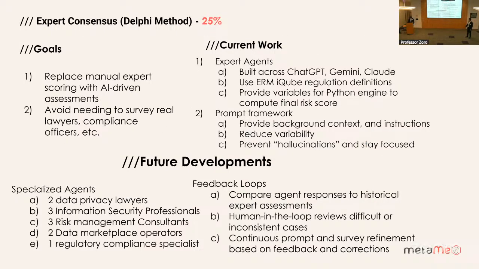So in the expert weighted component, our goal was to replicate human scoring with AI-driven assessments that behave like domain experts, such as lawyers or compliance officers, without actually needing to survey real people in these roles. My current task has been designing and preparing expert simulation agents across ChatGPT, Gemini, and Claude. Ultimately, agents will be reading and interpreting regulation-based definitions from our iCube spreadsheet, evaluating these across 22 risk categories, and then inputting the agents' responses as variables into our Python risk engine in order to compute a total risk score and ultimately price and classify the data cube.